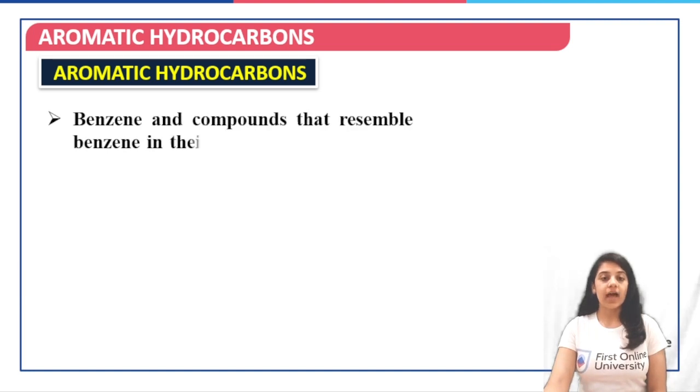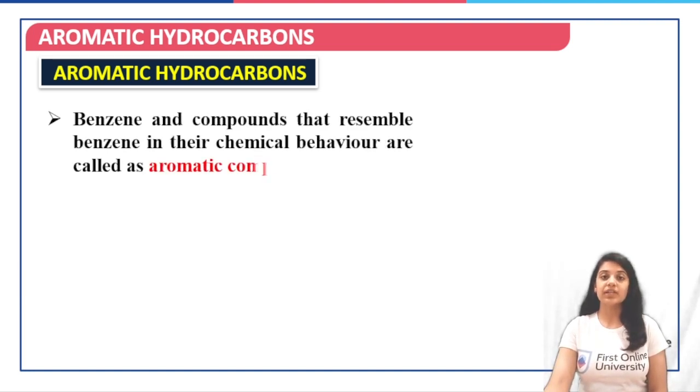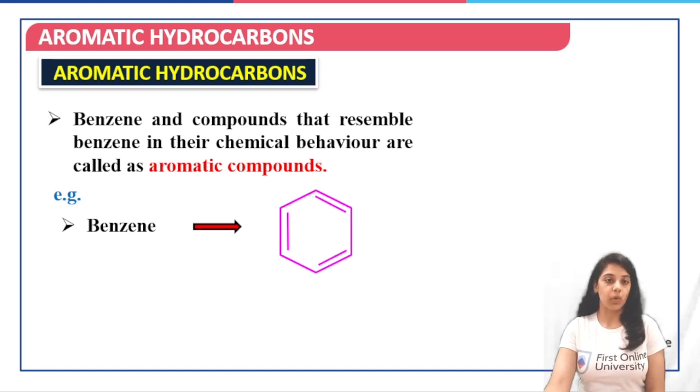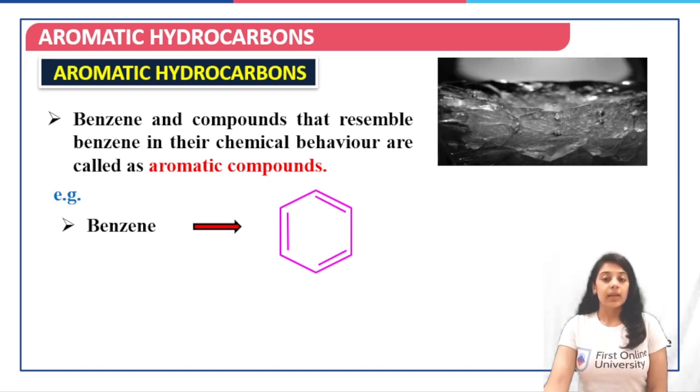Now benzene and the compounds that resemble the structure of benzene, basically in terms of their chemical behavior, are also termed as aromatic compounds. For example, if you talk of benzene, its structure is this, where you have a cyclohexane having conjugated double bonds. Benzene looks somewhat like this.